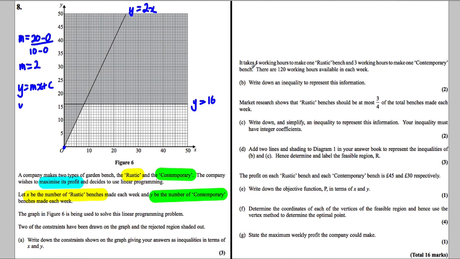Part B, it says it takes 4 working hours to make a rustic bench. So I'm going to highlight that yellow. I've highlighted everything yellow for the rustic. So 4 hours to make a rustic one. And it takes 3 hours to make a contemporary one. And there are 120 hours available in the week.